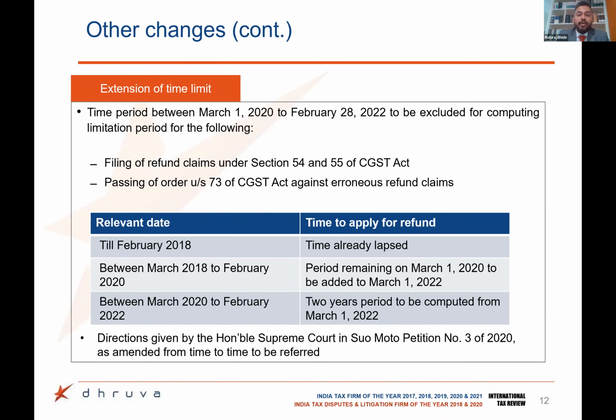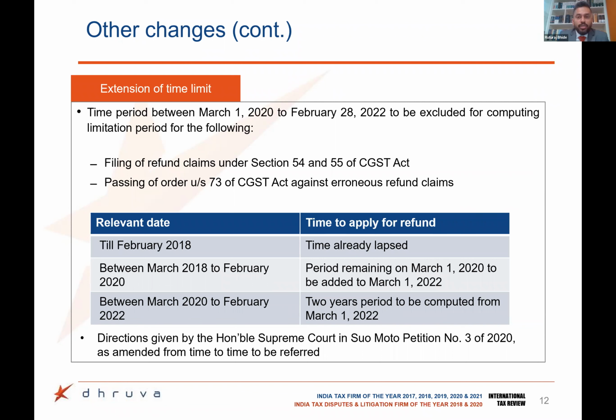Now, any refund of export needs to be filed within 2 years from the relevant date. So in case of export of goods, it will be 2 years from the date of export. In case of export of services, it will be 2 years from the receipt of foreign exchange, as the case may be. So the 2 years period needs to be computed from the relevant date.